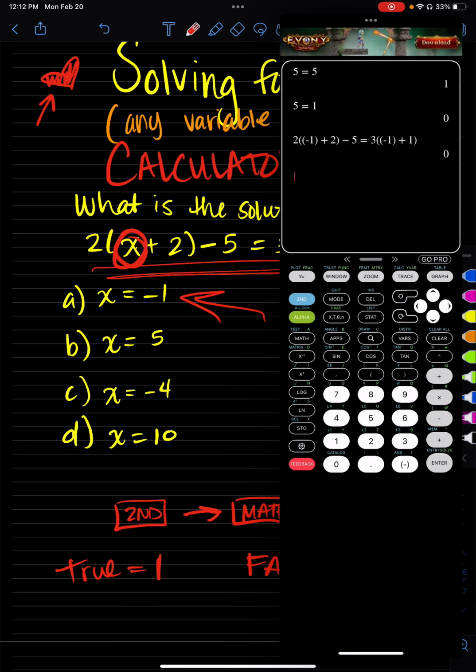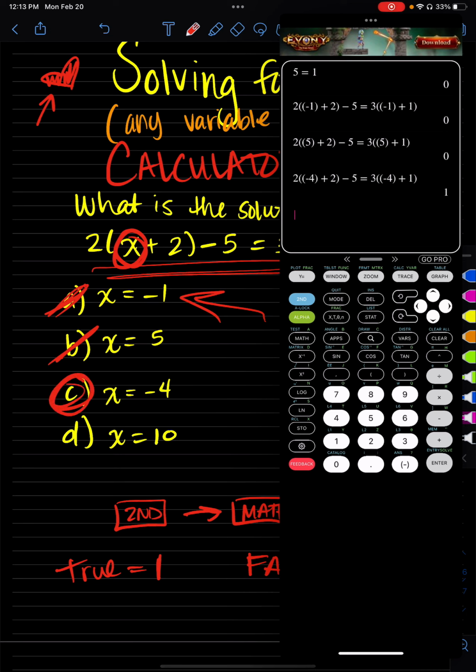I get 0. So I already know right off the bat A cannot be my answer. To do this much faster, if I go up here and press enter, I can highlight it. Now I'm going to try 5. I delete this, type 5, go over here and delete this, type 5, enter. This is not the right answer either. So I go up here, enter, delete 5, and type -4. Delete, -4, enter. I get a 1. So right off the bat, I know C is the answer choice.